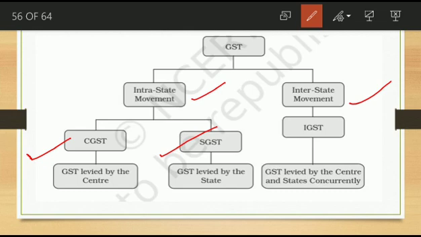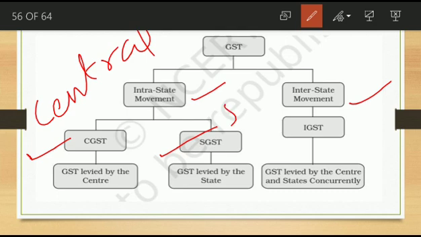CGST full form is Central Goods and Services Tax. C indicates central. Okay, Central Goods and Services Tax. S indicates State Goods and Service Tax. Okay, then this CGST case, who is charging this tax? That is the central government levying this CGST, and SGST is levied by the state government. Clear? SGST is levied by the state government.